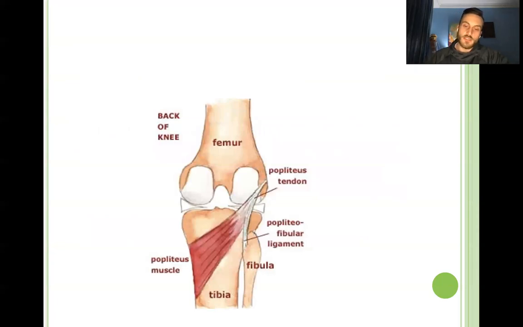This is the posterior lateral corner. You can see the popliteofibular ligament. You can see the popliteus tendon. Very important to keep in mind.